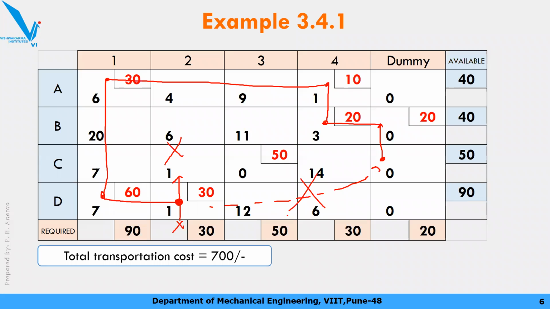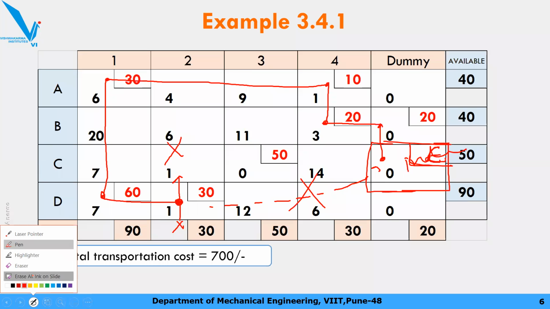So this cell, the current cell, is called a independent cell. This is your independent cell. So that's why we are going to allocate epsilon in this location, because it's a minimum cost with independent cell. I hope now it is clear to you.